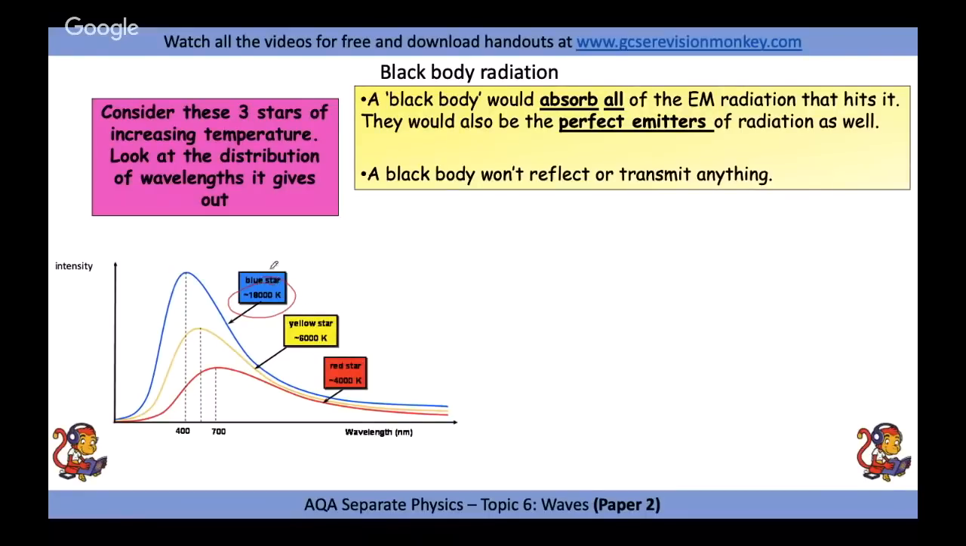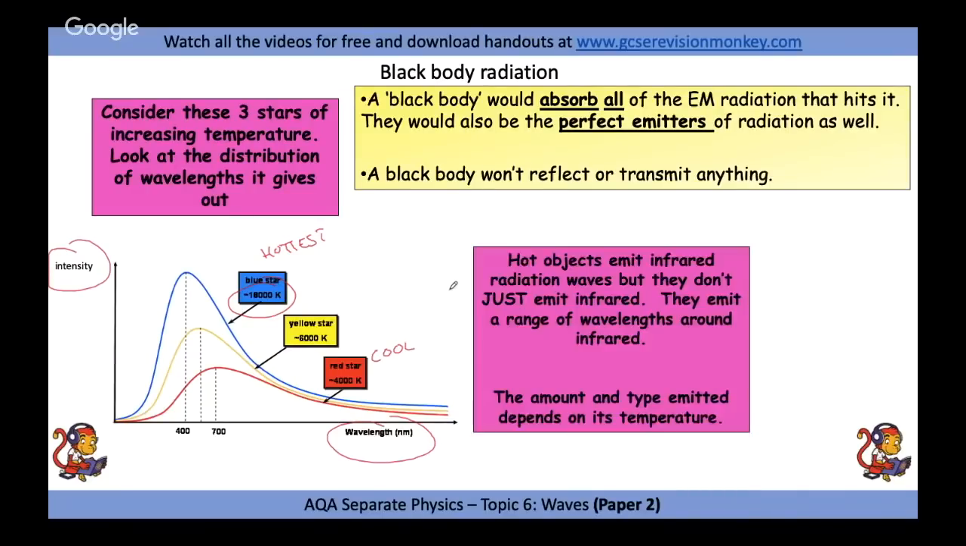So we can see that the blue star is the hottest, and we can see the red star is the coolest. Let's have a look at these different wavelengths of EM waves that they're giving out. And here we've got intensity, basically meaning brightness. So what can we see here? Well, hot objects emit infrared, but they don't just emit infrared, because actually infrared is around here. So they emit a range of wavelengths around infrared. Now, the amount and type emitted depends on its temperature. So exactly which wavelengths are shown, as in what the distribution of wavelengths is, changes depending on how hot it is.